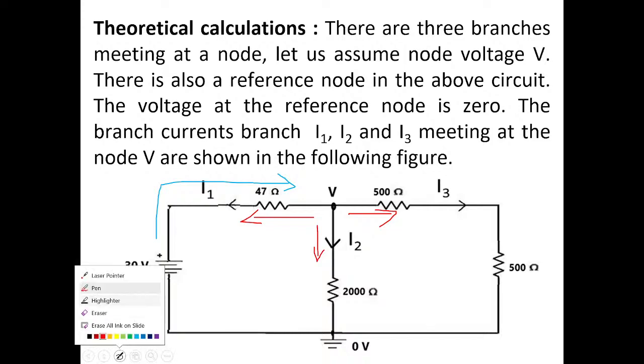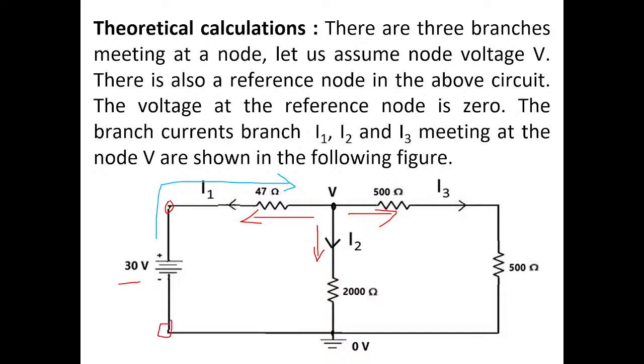I will take the laser. Source voltage, R1, R2, R3 and R4. Someone has mentioned in the chat box that there are 4 nodes. Of course, there are 4 nodes. This is a voltage source. What are all the terminals of this voltage source? These two are the terminals of this source.